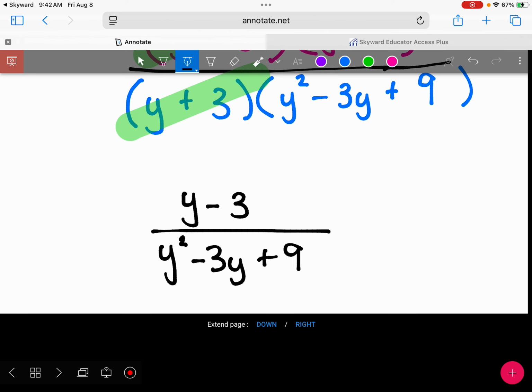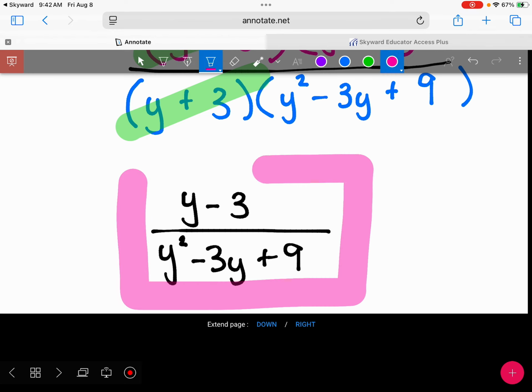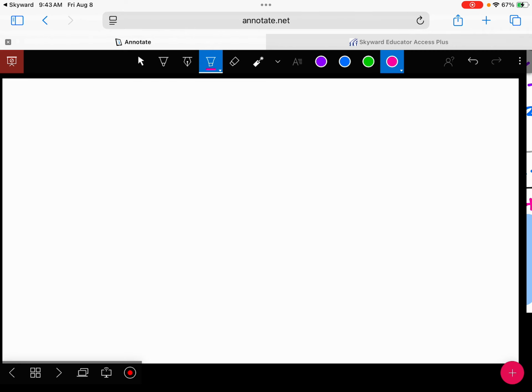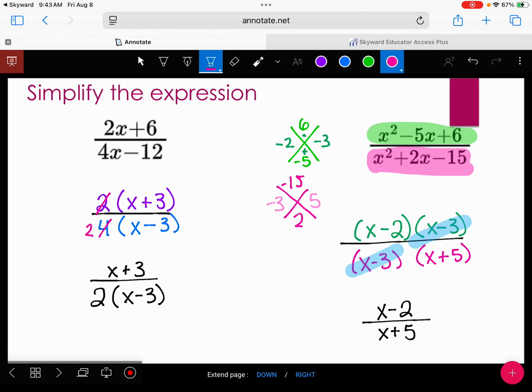And you can look and see if that factors. It won't, as far as I'm aware, ever on a difference of cubes or sum of cubes, but you can always check. That's our simplified answer here. Questions on the simplifying part? Let's talk about the domain restrictions. We'll look over at these ones real quick.